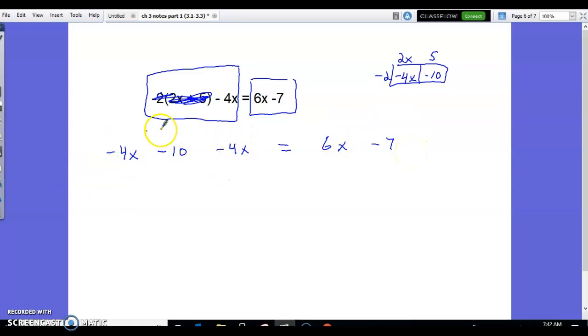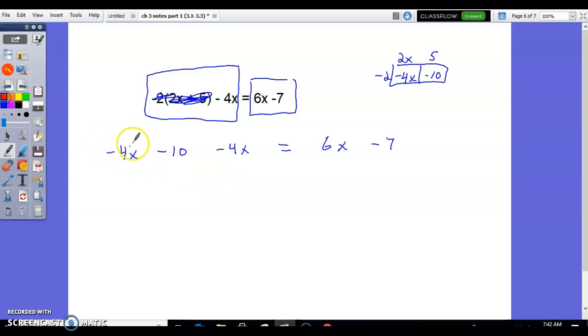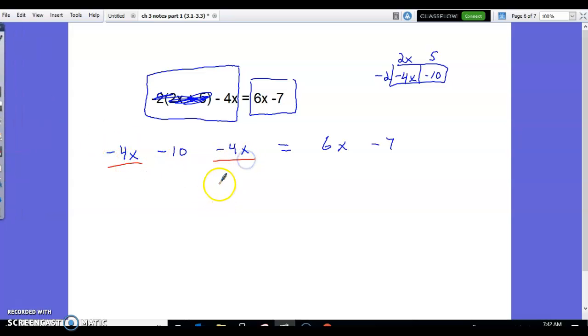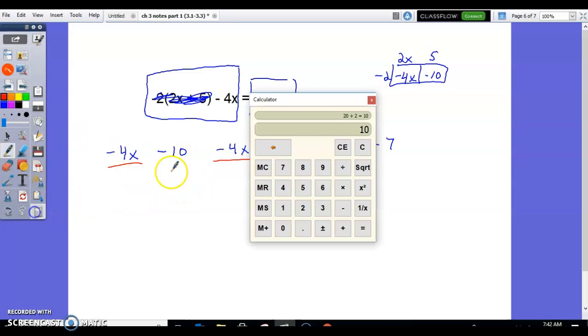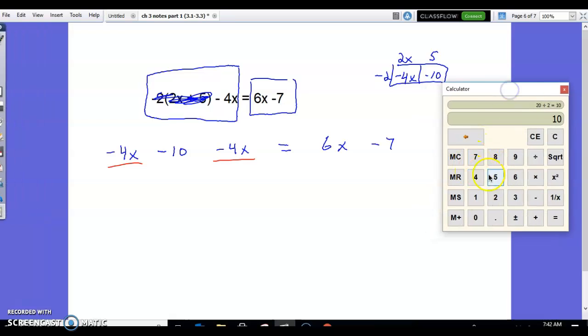All right. Now on this side, I still have to combine like terms. If you can see, the two like terms that are alike would be the two negative 4x's. So negative 4 minus 4. And again, use your calculator if you're struggling with the integer rules. So negative 4 minus 4, or negative 4 plus a negative 4, it's the same thing. Negative 8x. Then I still have my negative 10 equals 6x, negative 7.